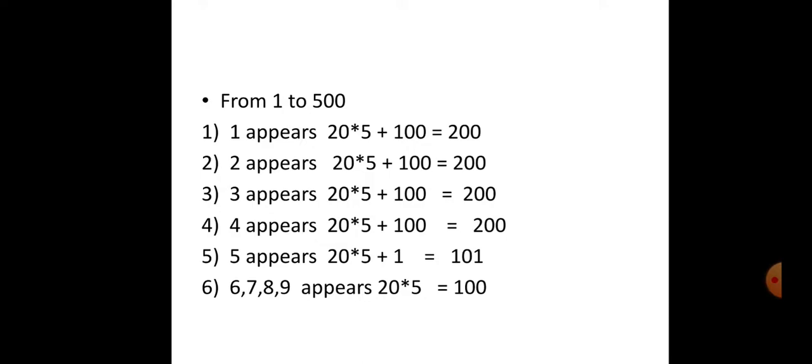Again for the digit 4, we do the same thing, but digit 5 appears only 101 times, because after writing 500, we need to stop, because the question is only asking to find digit 5 from 100 to 500. We don't have to move further from 500. And 6, 7, 8, 9 appear 100 times.